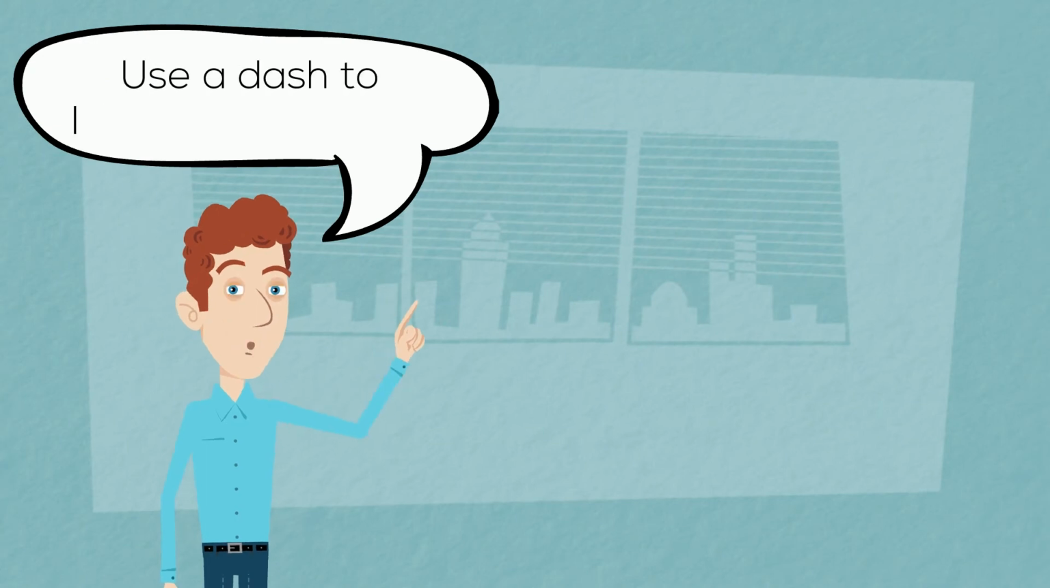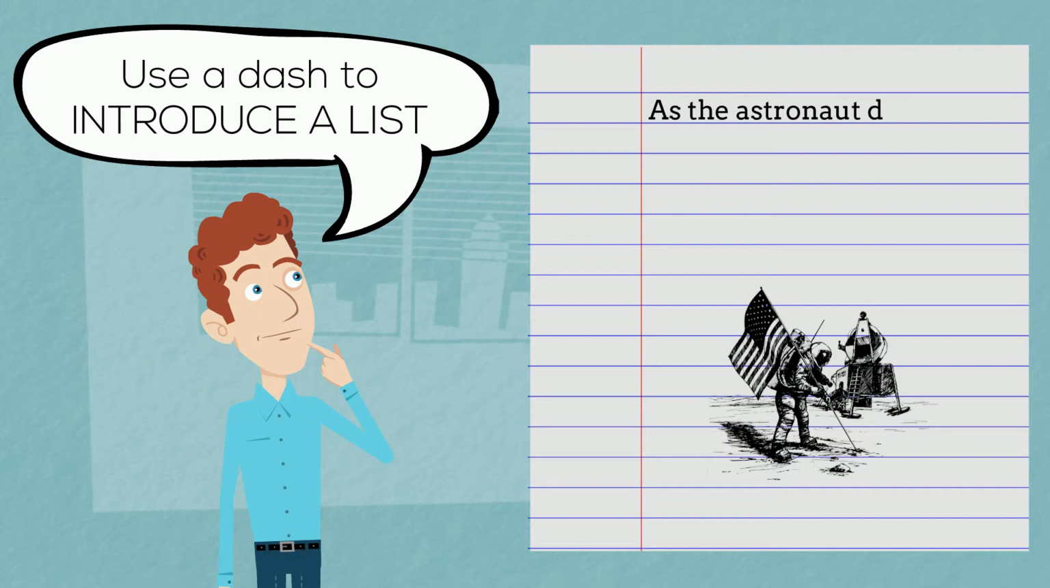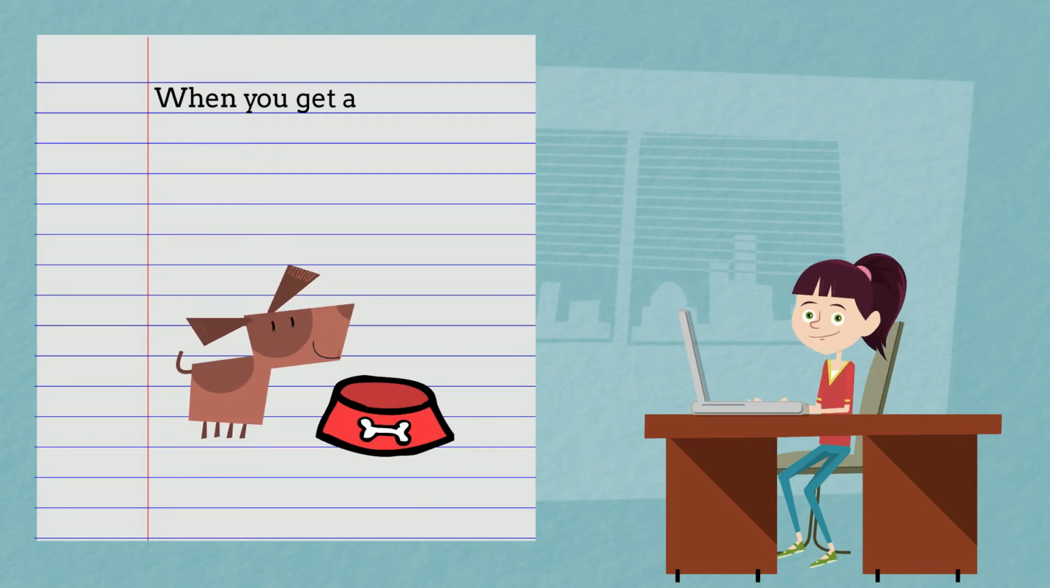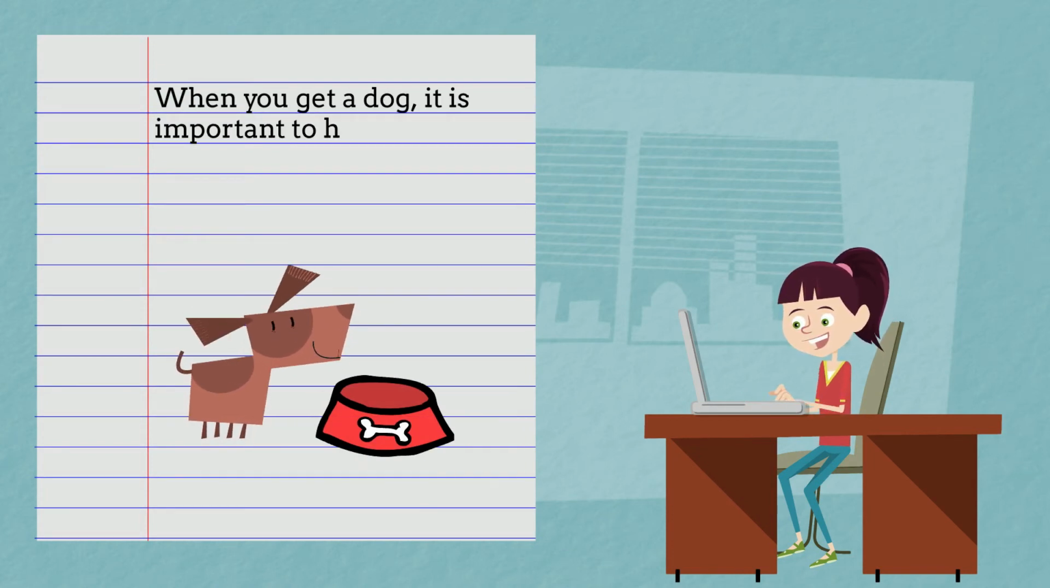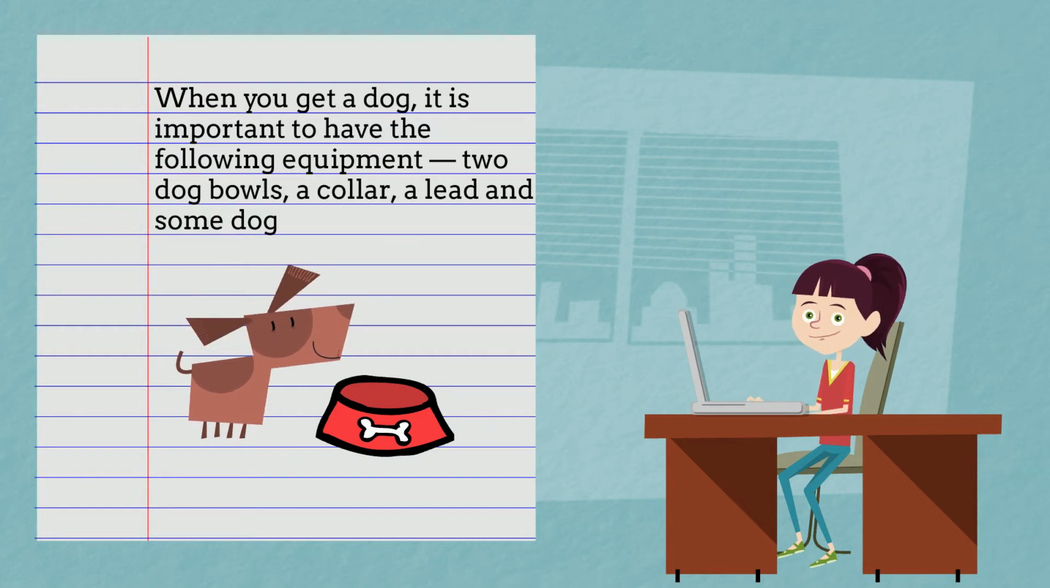Use a dash to introduce a list. As the astronaut descended the steps, he thought of 3 things: his wife, his son, and his mother. When you get a dog, it is important to have the following equipment: 2 dog bowls, a collar, a lead, and some dog shampoo.